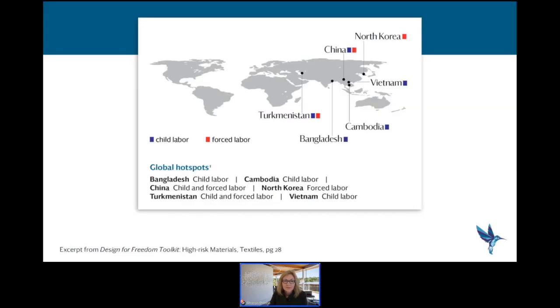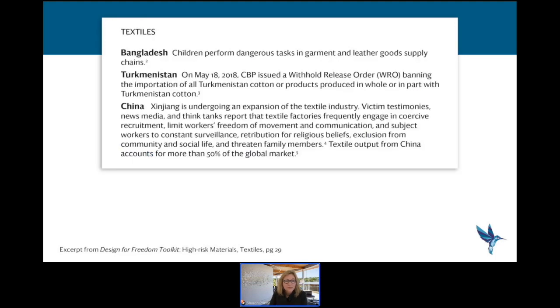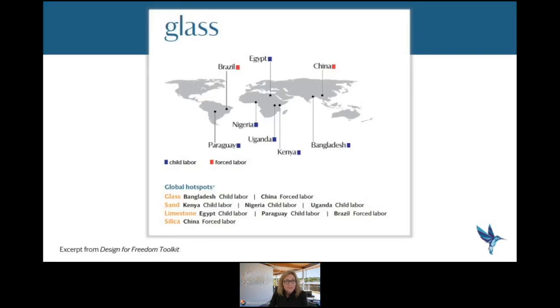We want to adopt these textile sourcing requirements. And here are some of those hotspots again. We identify where there's child and forced labor separately. And we also note where Customs and Border Protection withhold release orders might apply, where they ban some of the relevant building materials like cotton.